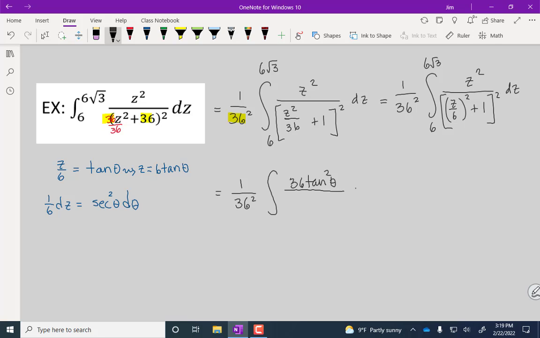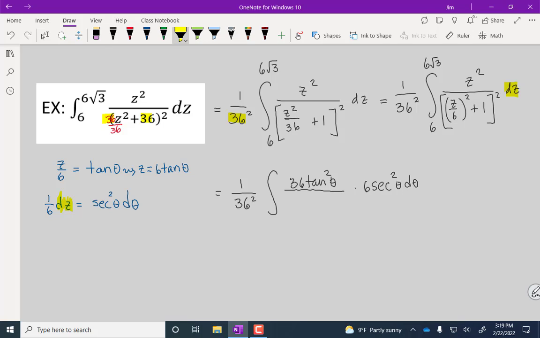And then how about dz? What is dz equal to? 6 secant squared, exactly, with a d theta at the end. So to replace the dz right there, we come down here. There's dz, we move the 6 to the right, and that replaces the dz.